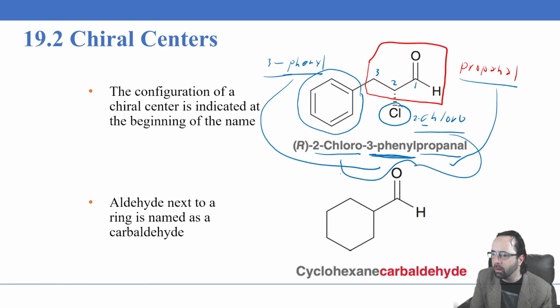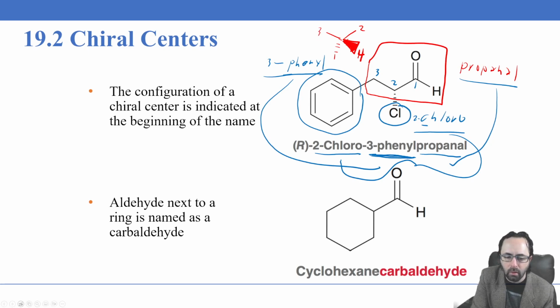And now we have to assign R or S, and so we can break this out on the side. So we've got on the dash the chlorine. That's going to be group number 1, the highest priority group, having the highest molecular weight. On the wedge is going to be hydrogen, which is going to be number 4, the lowest priority. And then in terms of priority, these two up top are going to be tied, since they're both carbon, but this one has a double bond to oxygen, which is higher in molar mass than the hydrogen. So this is going to be number 2, and this one will be number 3.